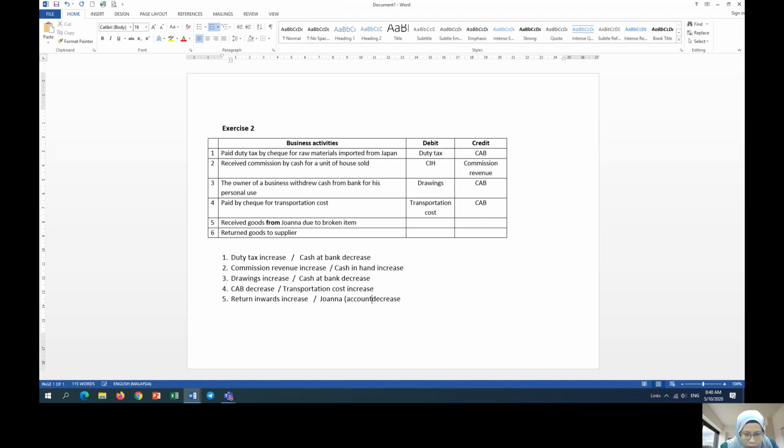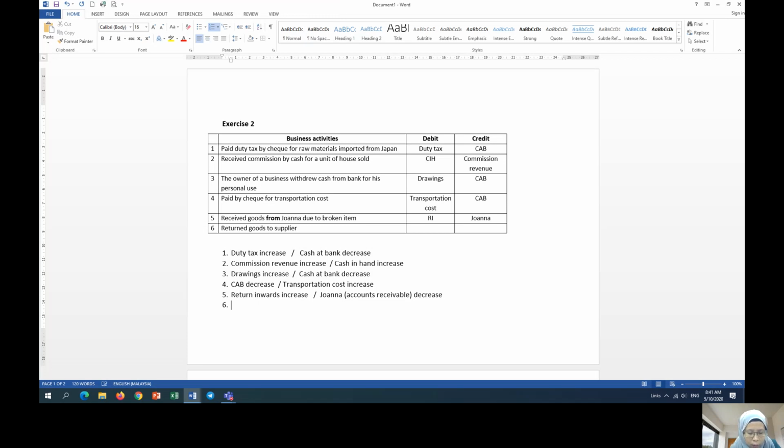Okay, saya tunjuk kat sini lah. We have this asset decrease. Asset decrease always credit, so we are going to credit the Joanna account. And then we have return inwards. Return inwards increase always debit, so return inwards. RI is the short form for return inwards. Alright, so we have got the answer for our fifth business activities.